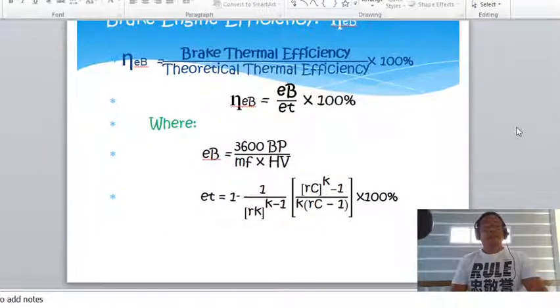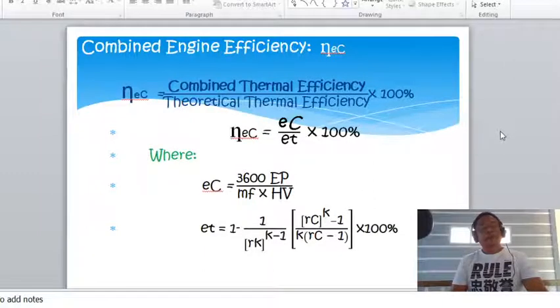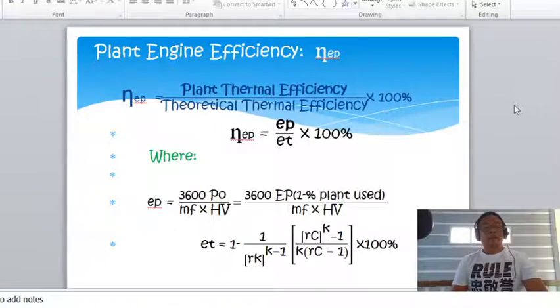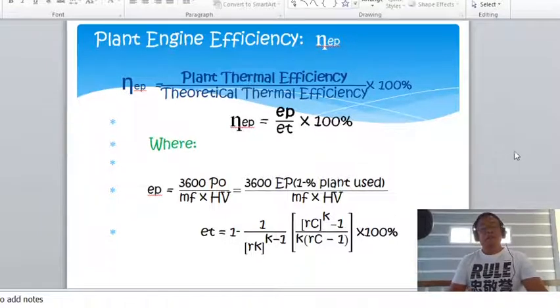Okay? So, next is combined engine efficiency. So, NEC equals the combined thermal efficiency over the theoretical thermal efficiency. Okay? And the last one is plant engine efficiency. So, NEP equals EP, or the plant thermal efficiency, over the theoretical thermal efficiency.